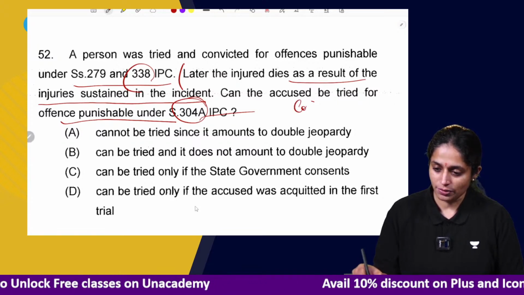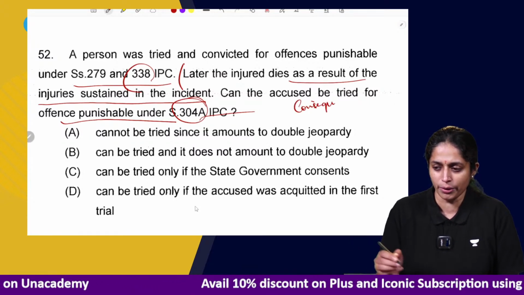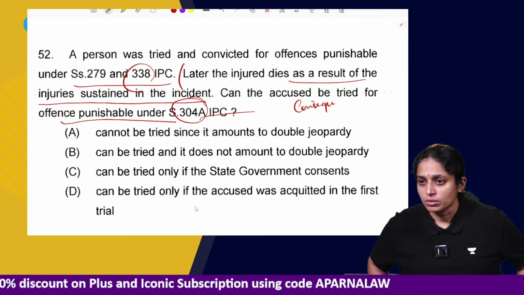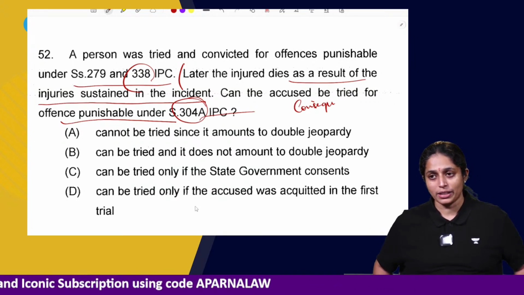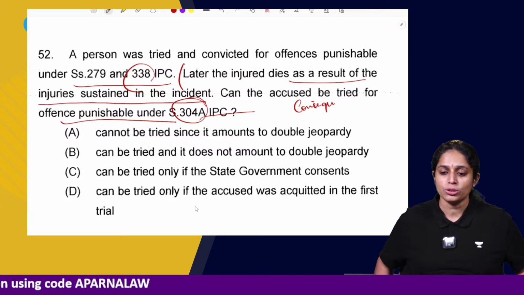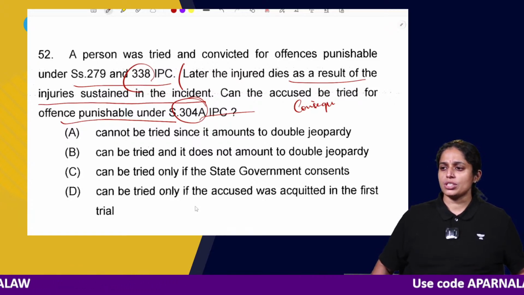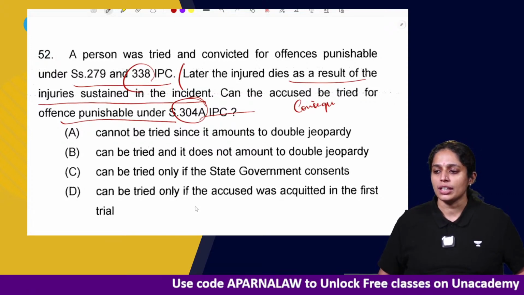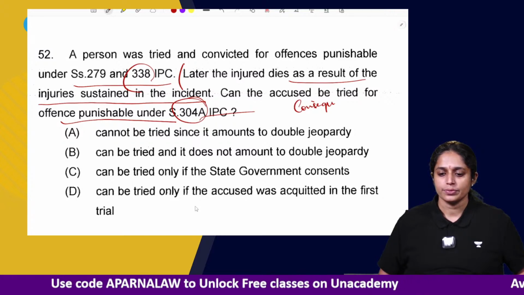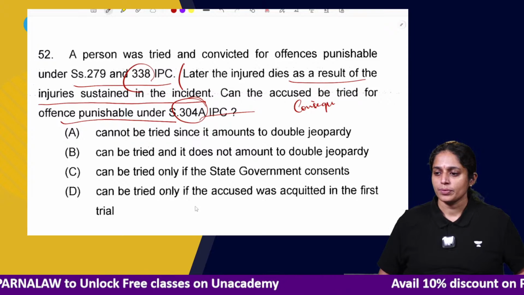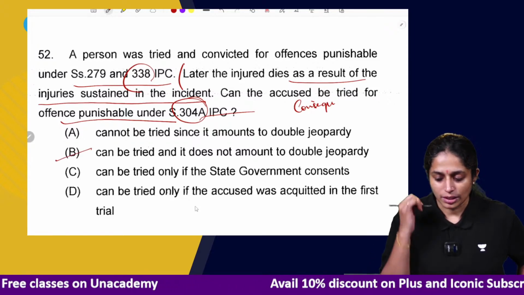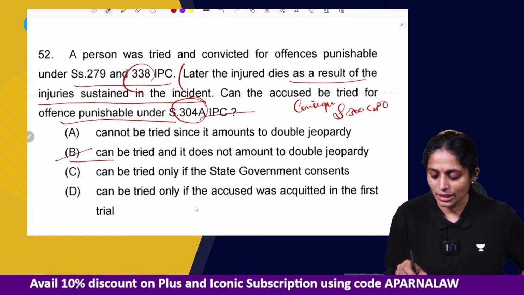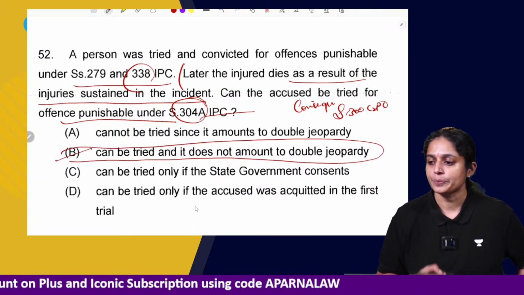But when there are different consequences, A. The accused cannot be tried since it amounts to double jeopardy. B. He can be tried and it does not amount to double jeopardy. C. Can be tried only if the state government consents, and D. Can be tried only if the accused was acquitted in the first trial. So, here he can be tried as per section 300 of CRPC. He can be tried and it does not amount to double jeopardy.